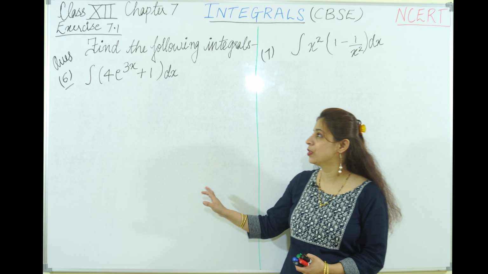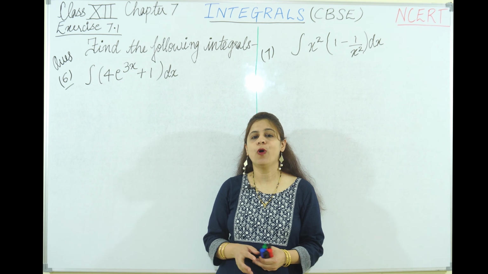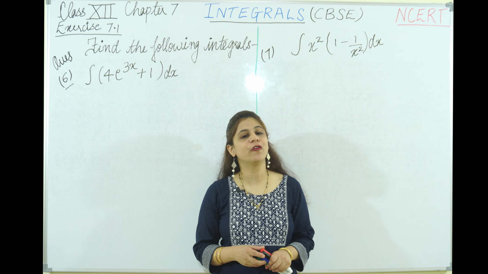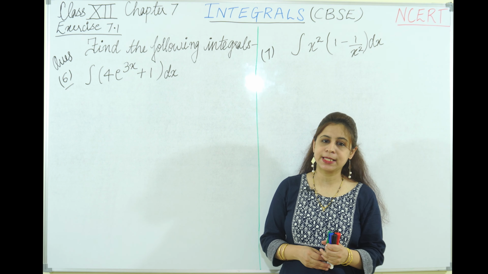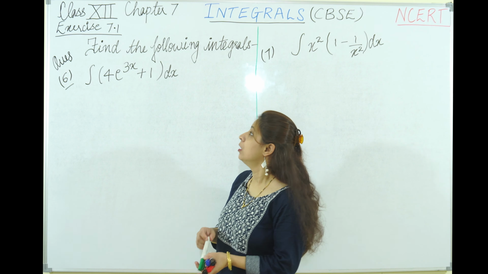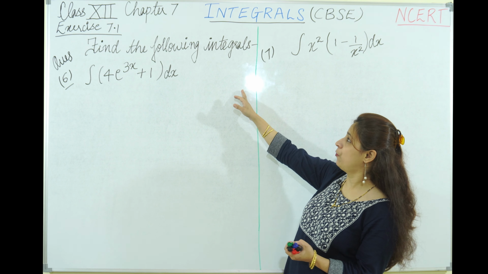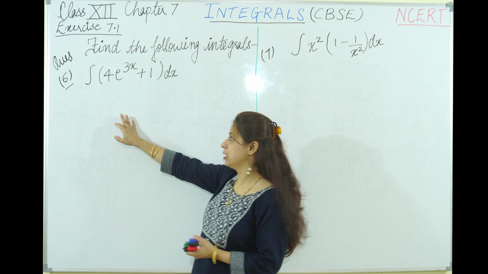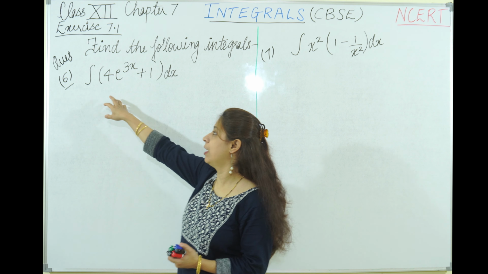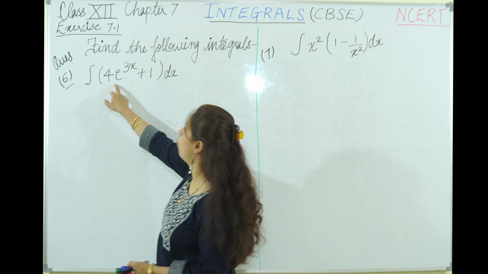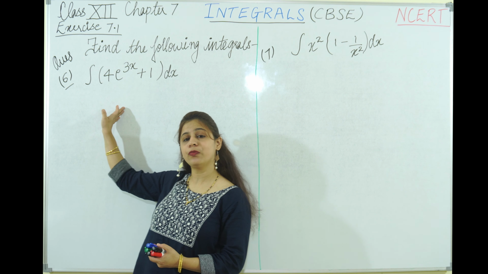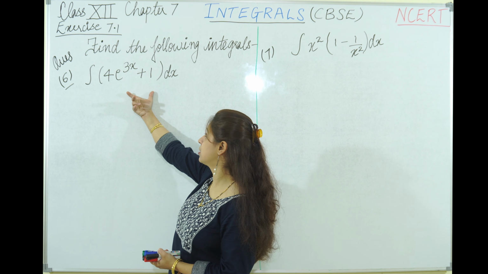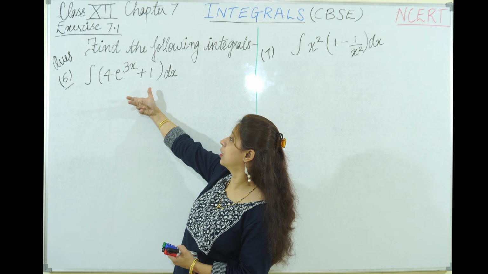So let us start with question number 6 and 7 of exercise 7.1 of chapter 7, Integrals, for class 12 CBSE NCERT. Okay, so the question is find the following integrals, and in the sixth part we are given the integration of 4e to the power 3x plus 1 dx. Okay, so finding the integral of this expression or this function.